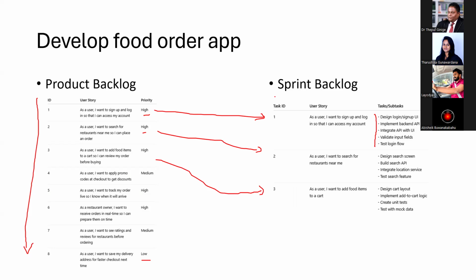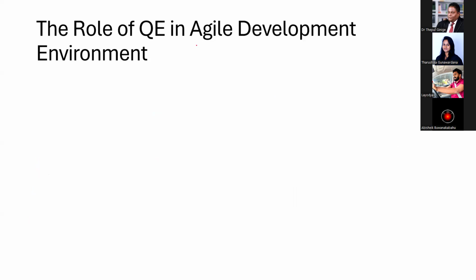Is this clear for you all? Up to now, is it clear for you all? Yes, miss. Okay, so we'll just check what is our role. That means you also going to plan needs to become a QE, right? So let's check what is our role in agile development.